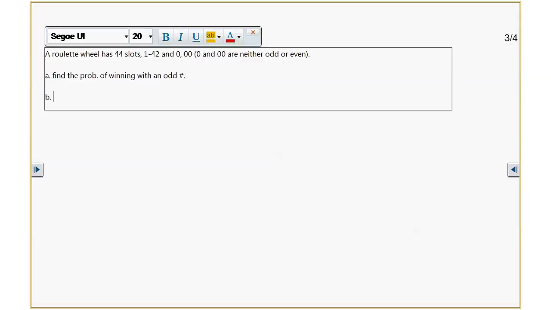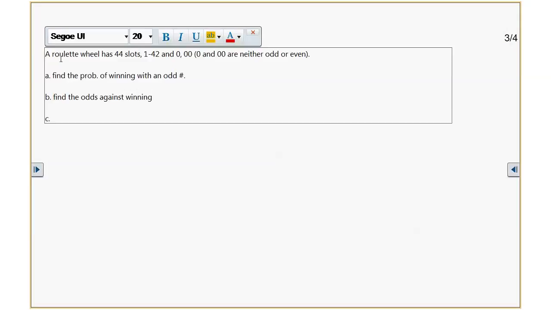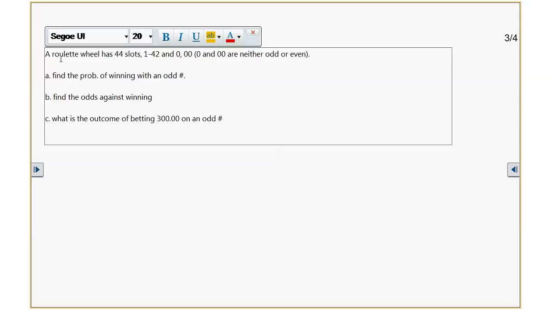B: Find the odds against winning. C: What is the outcome of betting $100 on an odd number? There's a test question. So if you can do this test question, like the one we just did, then you should be okay for the test, because they're not going to give you one that's harder than this one. The ones I've seen ain't even half of this one.